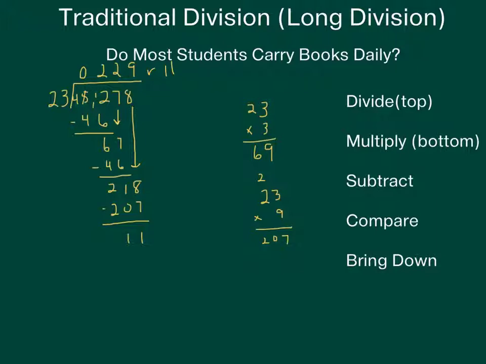5,278 divided by 23 equals 229, remainder 11. One thing that I like to say, once I put these down, I don't erase them. Depending on the problem, you might come back and reuse those, and then you can just look at your answers and not have to work through the problem again.